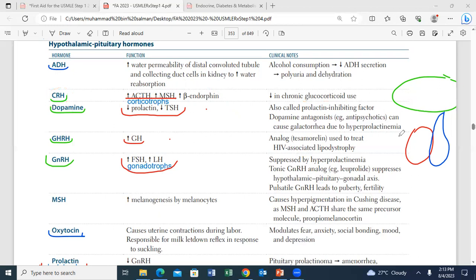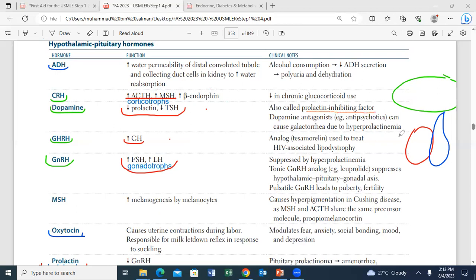Second secretion is dopamine. I already discussed it since it is a very unique one. It is the only secretion of hypothalamus which is inhibiting a secretion from the anterior pituitary. So it mainly inhibits prolactin and it also inhibits TSH, thyroid stimulating hormone. Since it inhibits prolactin, it is also called prolactin inhibiting factor.